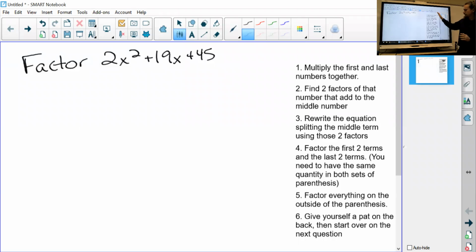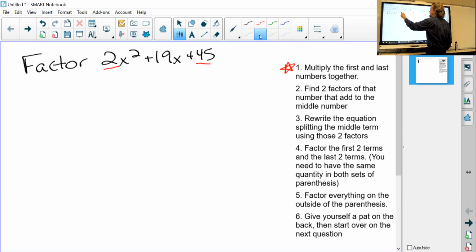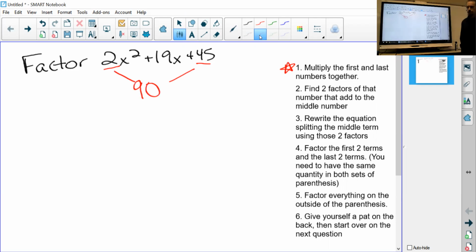That's okay. I listed out 6 steps to solve all of these, and we're going to go through each of those steps nice and slow, and hopefully this won't seem too terrible. All right, so first thing we do every time, assuming we have it written in the right form, ax squared plus bx plus c, we're going to multiply our first and last numbers together. So I'm going to say, what is 2 times 45? And that is 90. Okay, that's it. First step. That's all we do.